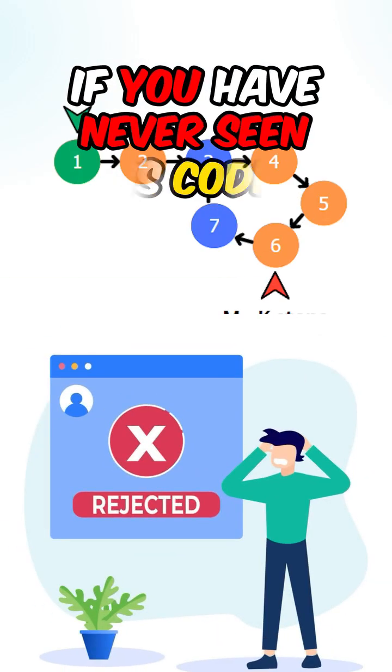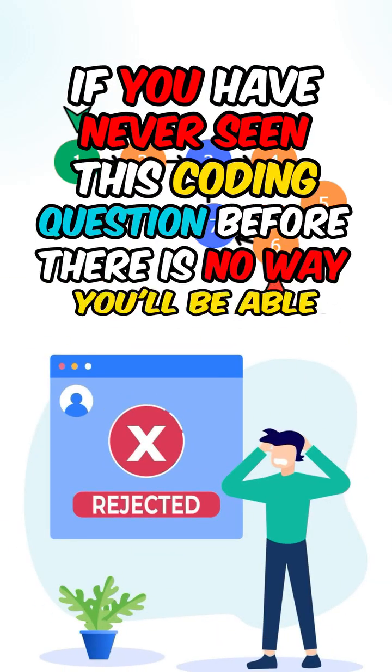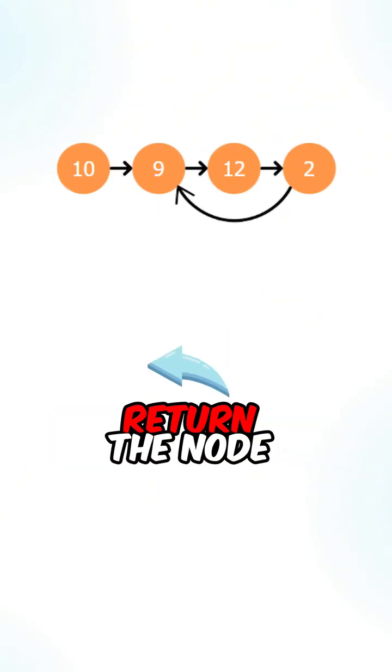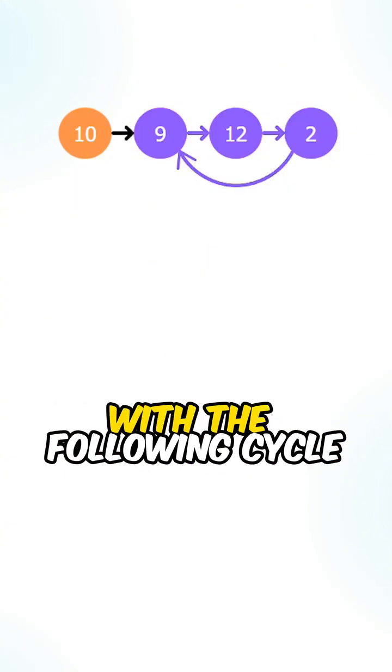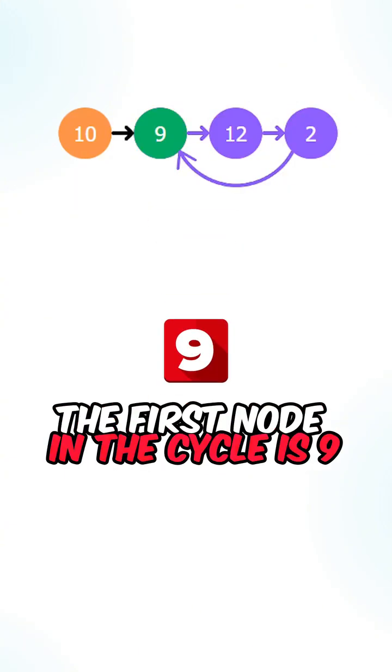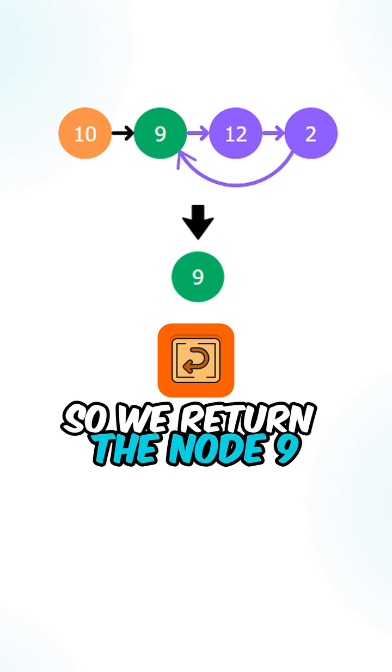If you have never seen this coding question before, there is no way you'll be able to answer it during the interview. So given the head of a linked list, return the node where the cycle begins. Let's say we're given this list with the following cycle. The first node in the cycle is 9, so we return the node 9.